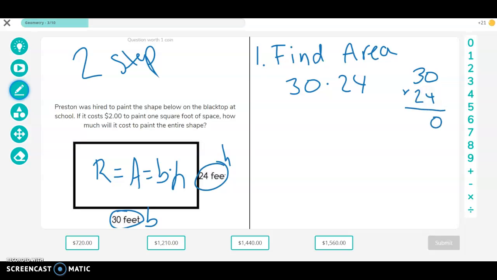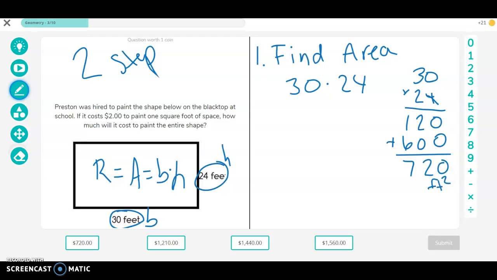So 4 times 0 is 0, 4 times 3 is 12. Remember to put your 0 so we can move. 2 times 0 is 0, 2 times 3 is 6. And then we're going to add all that up. 6 plus 1 is 7. So we get 720. So that whole blacktop is 720 square feet.